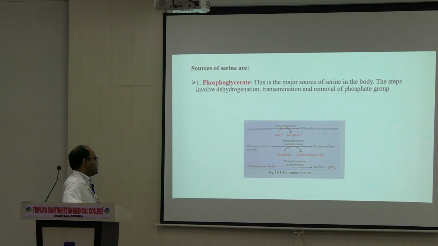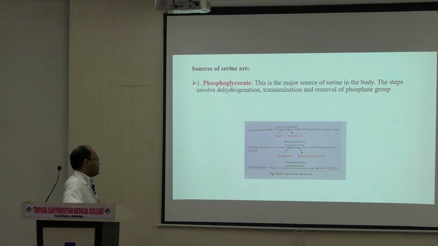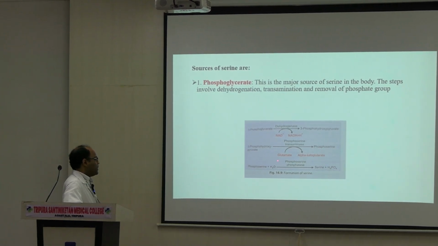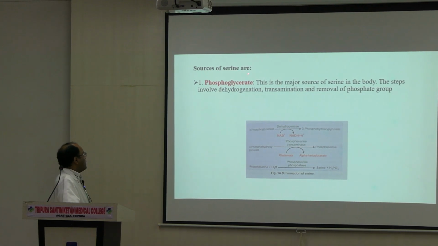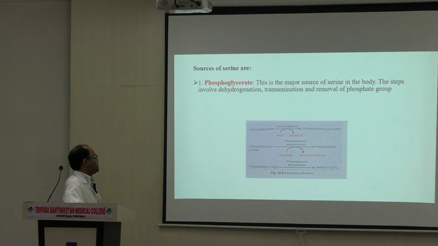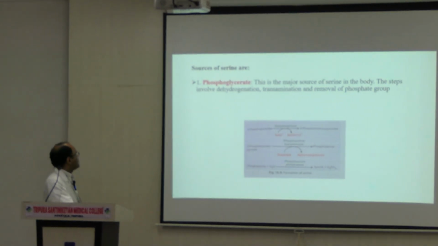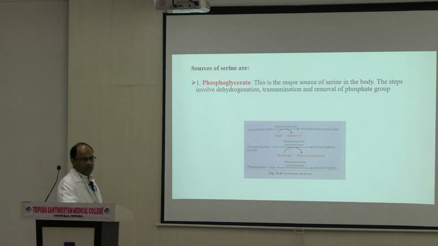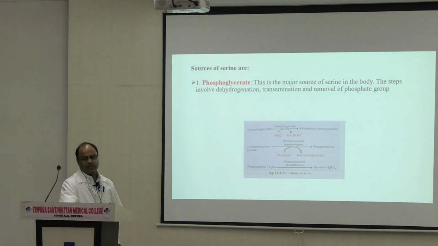Here it requires glutamate, which converts into alpha ketoglutarate. And phosphoserine, with the help of H2O, converts into serine plus phosphoric acid with the help of the enzyme phosphoserine phosphatase. Okay, so this is the first source of serine, from phosphoglycerate. You just write this, you get your full mark. Everything is written in the textbook. Okay.